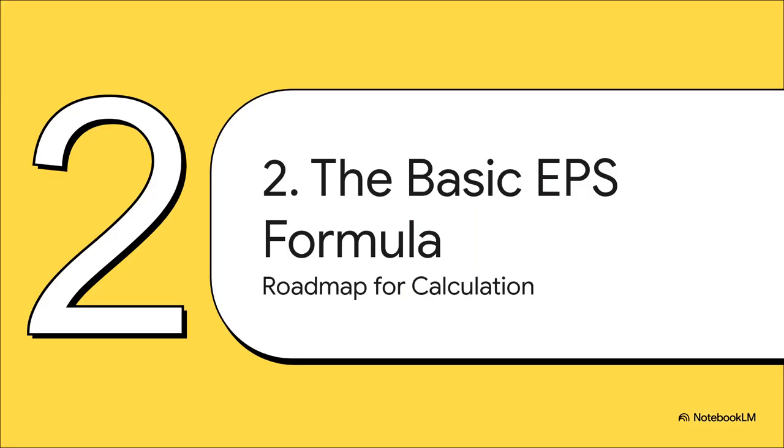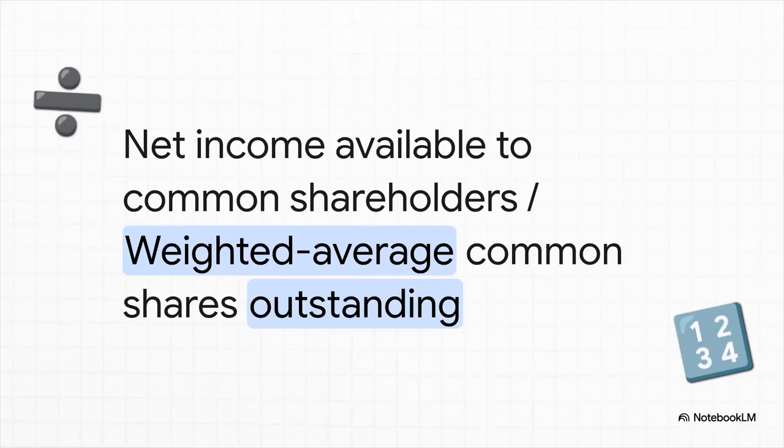Okay, so now that we get the why, let's roll up our sleeves and get into the how. This formula right here is going to be our roadmap for the rest of this explainer. So here it is. It looks pretty straightforward, right? But for the exam, precision is everything for both of these components. We have to calculate the exact income available to common shareholders for that top number and the correct weighted average of shares for the bottom number. Let's go ahead and tackle that numerator first.